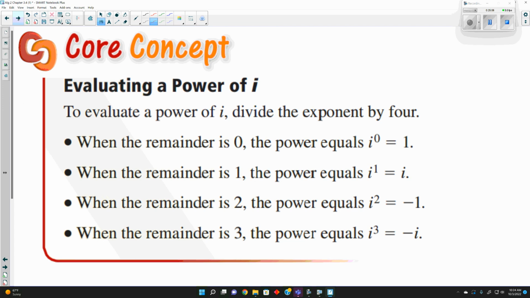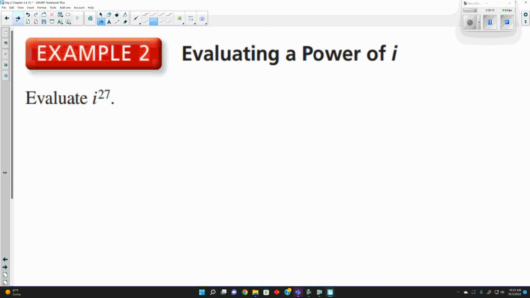This is already written down here. When we evaluate it, we have i, negative 1, negative i, and 1. So if we wanted to evaluate i to the 27th, we could go through i squared, i cubed, all the way up there, or I can take 27 and divide it by 4, and then look at the decimal part. Because n is our 27.